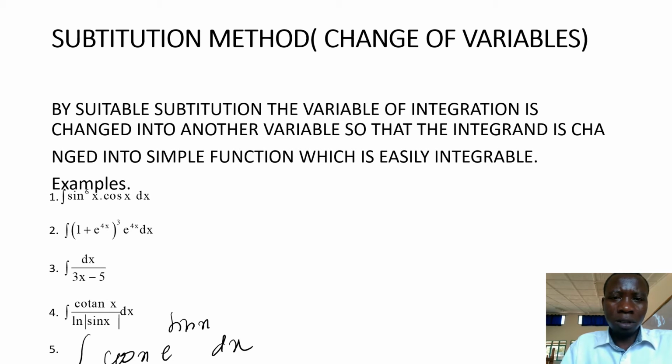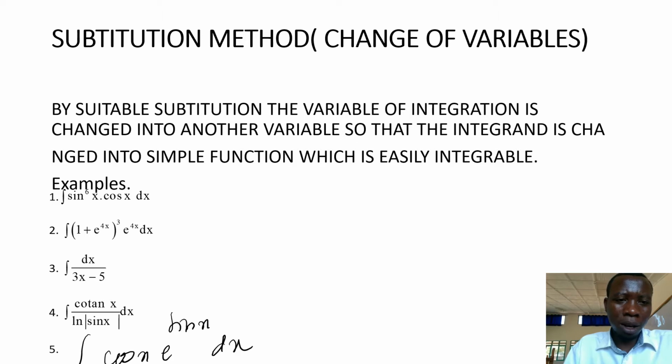Substitution method or change of variables. Why do we change variables? Sometimes you are given an integral and you find it is not simple. So what you do, you simply change variables and you make it simple. By substitution, the variable of integration is changed into another variable so that the integrand is changed into a simple function which is easily integrable. So you change variables to make your integration simple. You are going to do very many examples so that you can understand.